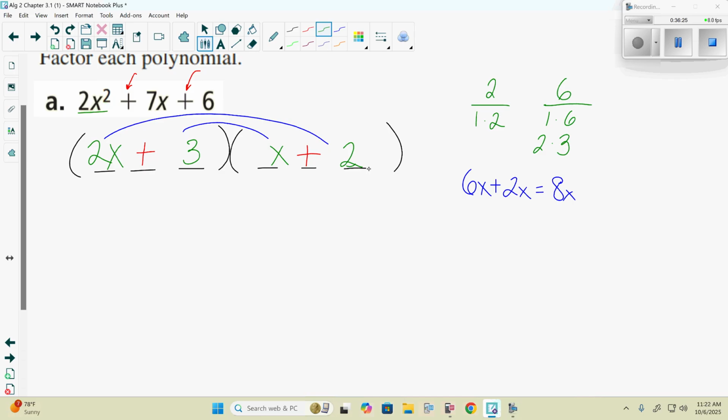Because now we have 2x times 2. And 2 times 2, or 2x times 2, would be positive 4x. 3 times x would be positive 3x. And 4x plus 3x would give us 7x. Is that the middle term we wanted? So 2x plus 3 times x plus 2.